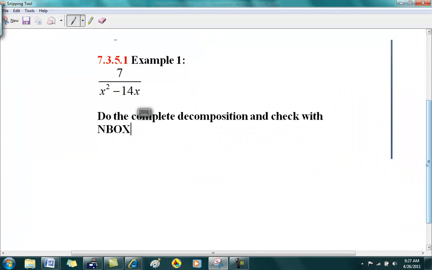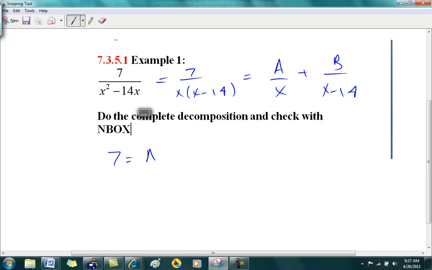Okay, so again, go factor this. So what I have is 7 over x minus 14, which is the same thing as a over x plus b over x minus 14. Okay, and again, by cross multiplying and all that, I got 7 is equal to a times x minus 14 plus b times x. So here is another way of doing this, okay, not the book's method, but another way of doing this.